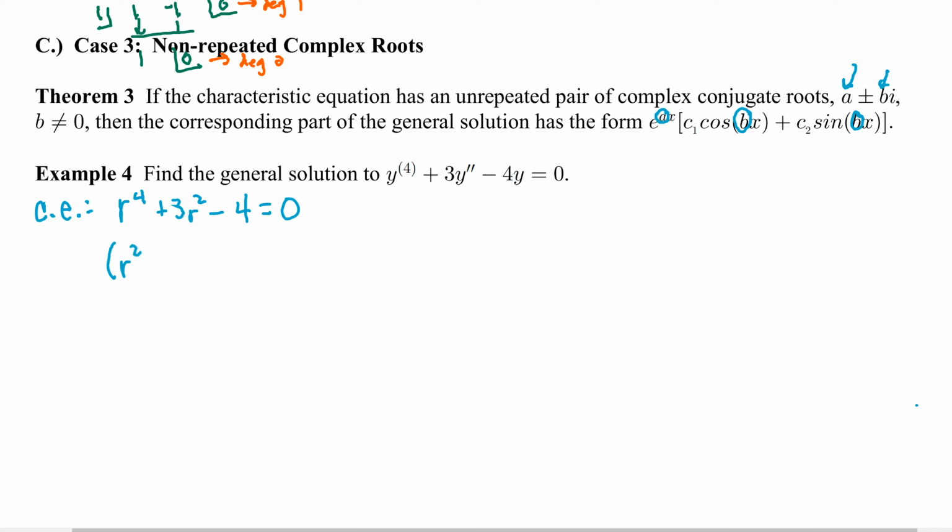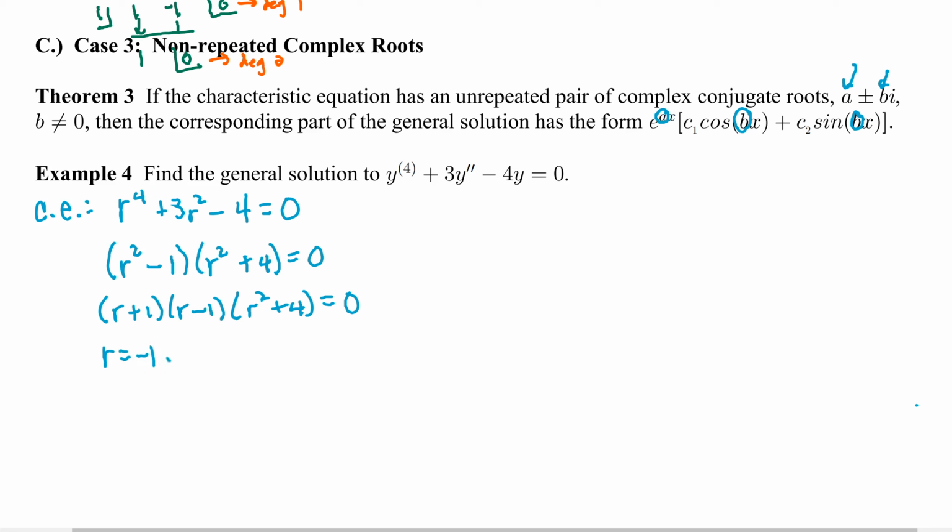We can factor this as r squared minus 1 times r squared plus 4 equals 0. Breaking down that first difference of two squares, we obtain factors r plus 1 times r minus 1. And sum of two squares here will not factor. So we're going to get 4 zeros or 4 roots. R equals -1, R equals 1.